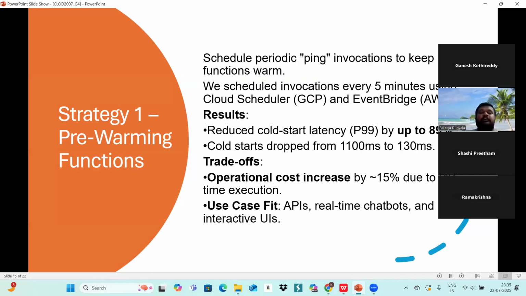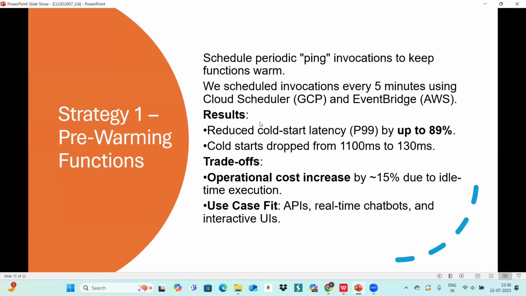We schedule periodic function invocations every 5 minutes using Cloud Scheduler on GCP. The results: P99 latency dropped drastically from 1100 milliseconds to 130 milliseconds. That's an 89% improvement in cold start performance. The best use cases are APIs, chatbots and interactive apps. These all require fast response time, and pre-warming ensures that first requests aren't delayed.